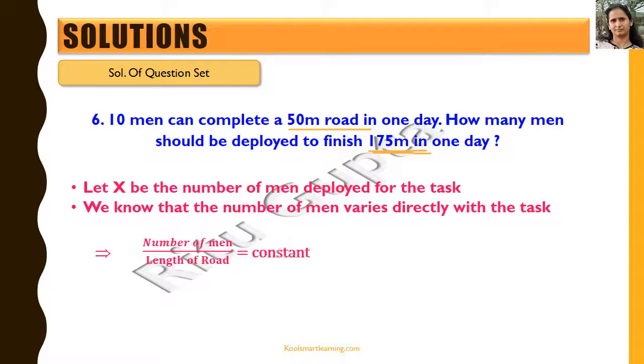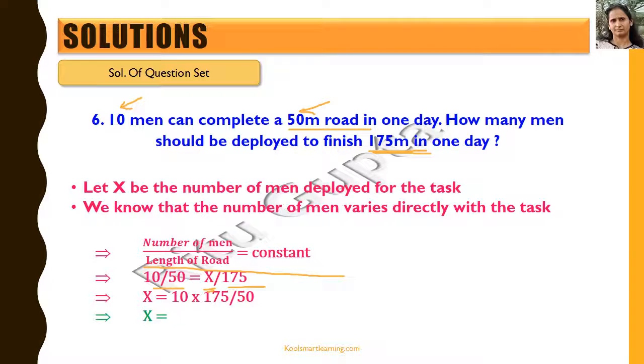So number of men divided by the length of the road is constant. We know that 10 men are needed when we have to construct a 50-meter road. So we say 10 by 50 is equal to x, which is what we need to find out, number of men for a 175-meter road, divided by 175. So x is equal to 10 into 175 divided by 50, which comes out to be 35 men are required to finish a road of 175 meter in one day.